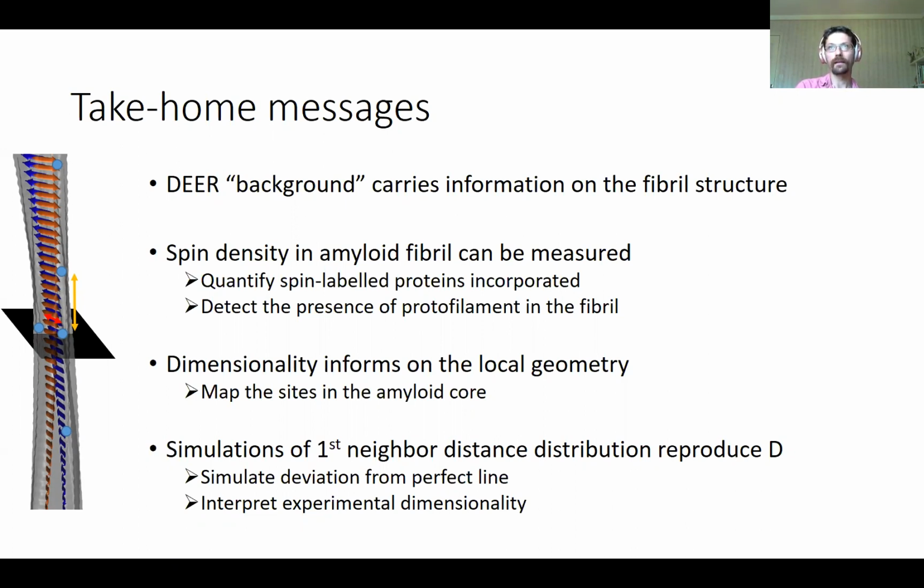But for our case, the tau fibrils most likely have only one protofilament. That's what I showed when I was quantifying the spins, and that was shown by a previous structure. Which means that in that case, you should get a D equal to 1 if the protofilament were responsible. Okay, thank you. Okay, more questions?